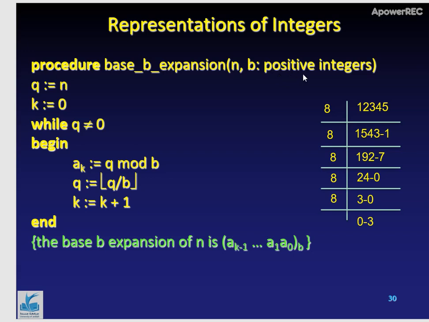Base b is 2 for binary numbers, 10 for decimal, 8 for octal, and 16 for hexadecimal numbers. So we can provide this procedure or function a number expressed in decimal, and a choice of the base. Now this algorithm starts with assigning the status of the first quotient to the number. Okay? So imagine this is the decimal number.